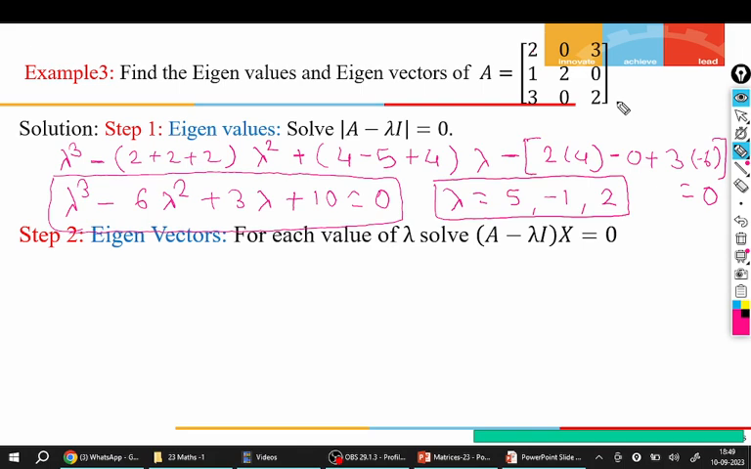So that is the end of step 1. We got the eigenvalues by using a shortcut formula, which is lambda cube minus sum of diagonal elements into lambda square, and so on. Okay, that way. Come to step 2.